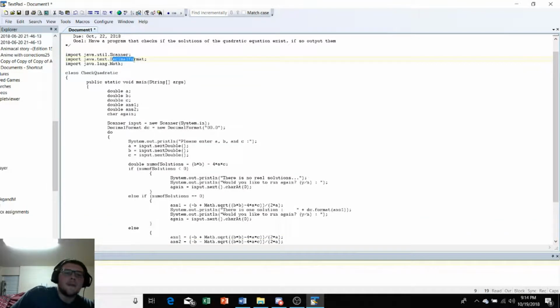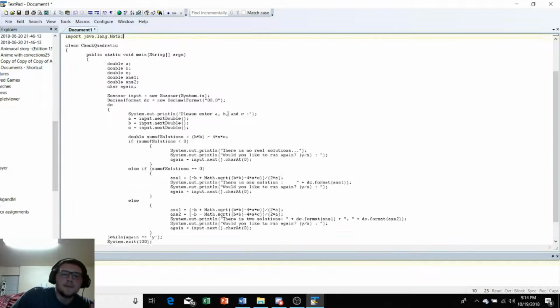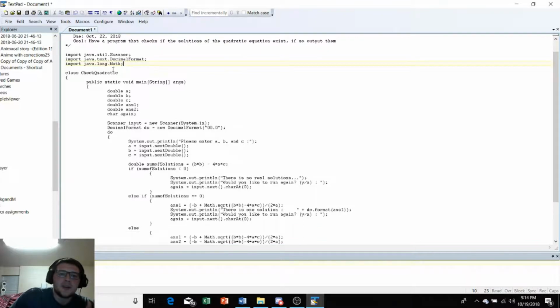We're going to need format and scanner. But we're also going to need math, because we have a square root in there. So remember, you import math by doing java.lang.math. The class, we're going to name it check quadratic. I always stress, name it relative to what you're doing. Public static void main. That doesn't change for right now.